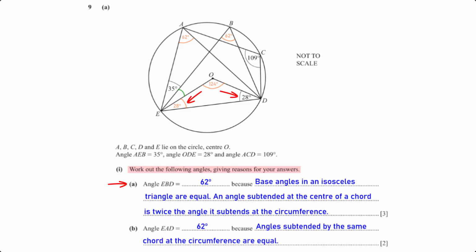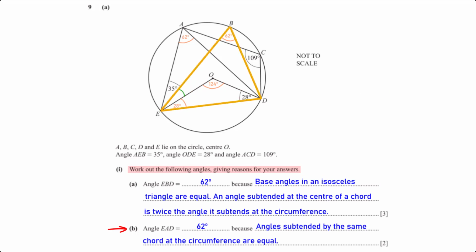Base angles in an isosceles triangle are equal. To get angle EOD, we subtract 2 times 28 degrees from 180 degrees, which gives us 124 degrees. The angle subtended by chord ED at the center is twice the angle it subtends at the circumference. So angle EBD is half of 124 degrees, which is equal to 62 degrees.